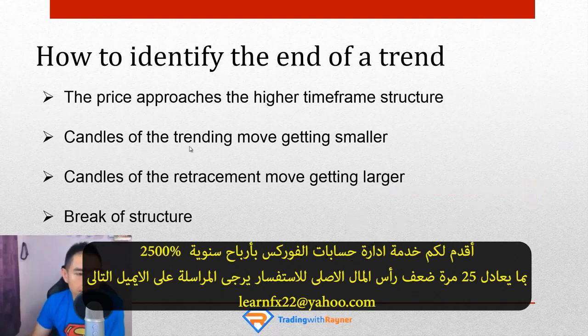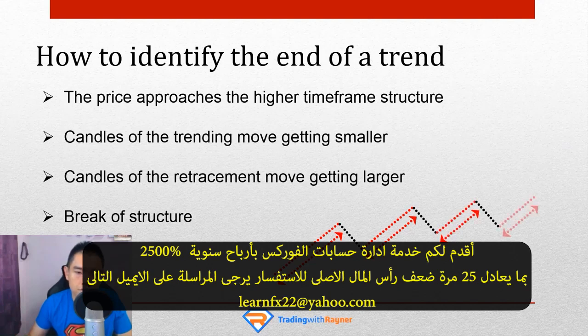Next one, candles of the trending move getting smaller. As you know, in an uptrend you have a series of higher highs and higher lows, like this. The trending move refers to the stronger leg of a trend. So this is the stronger leg of the trend, and this is what I call the trending move. This is the trending move. This is the trending move. And finally, this one here, trending move. What you want to pay attention to is that the candles in the trending move are getting smaller and smaller, telling you that the buyers are getting weak.